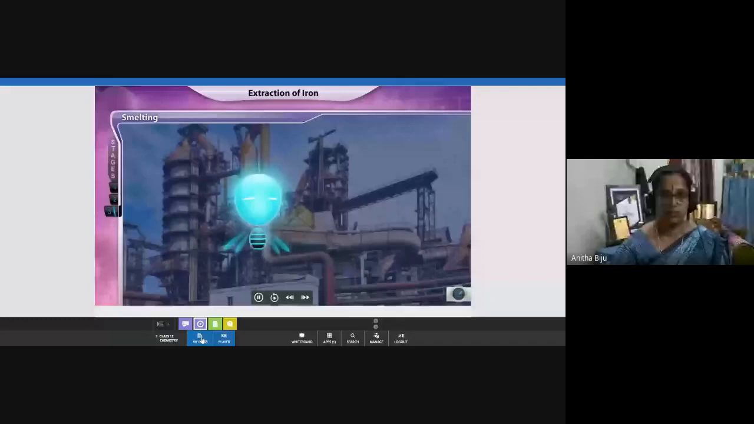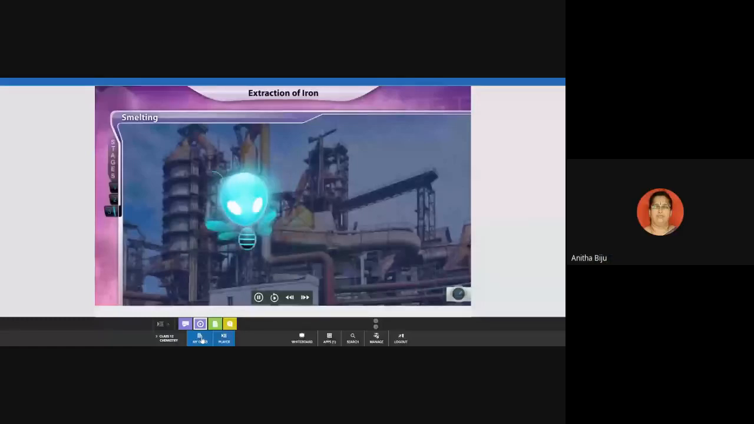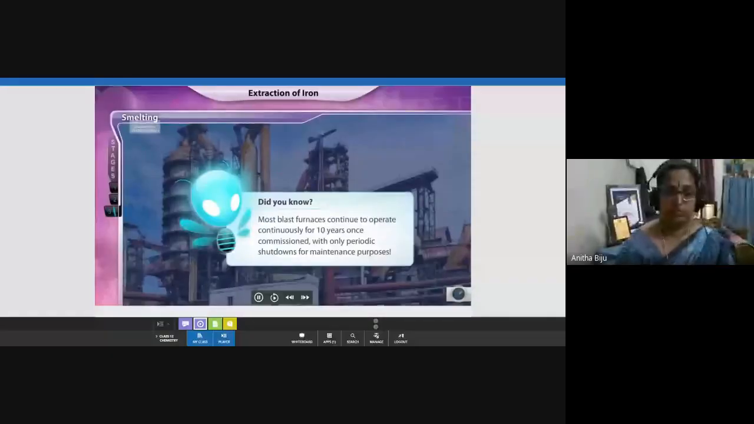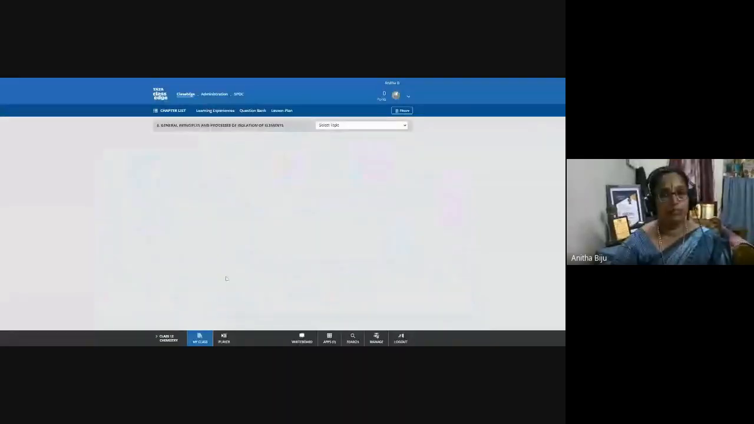Most blast furnaces continue to operate continuously for 10 years once commissioned, with only periodic shutdowns for maintenance purposes. So this is all about extraction of iron. Now let us move to the next extraction, extraction of copper. Write down the heading, extraction of copper.